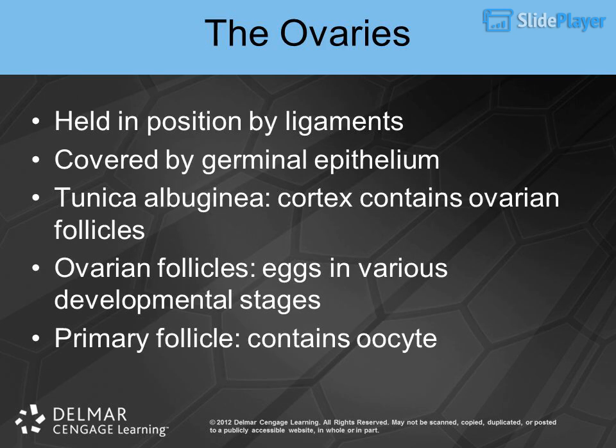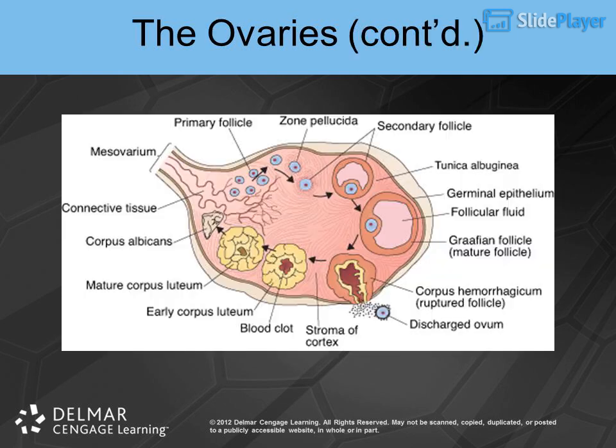The ovaries are held in position by ligaments. They are covered by germinal epithelium. Beneath is the tunica albuginea, and the cortex contains ovarian follicles. Ovarian follicles contain eggs in various developmental stages. A primary follicle contains an oocyte.